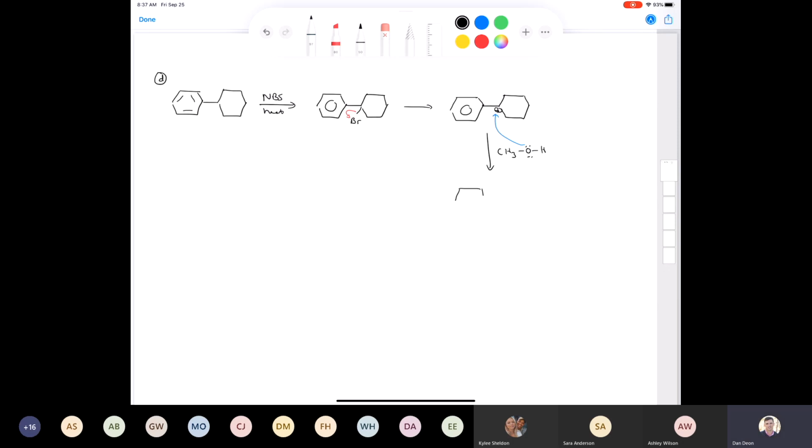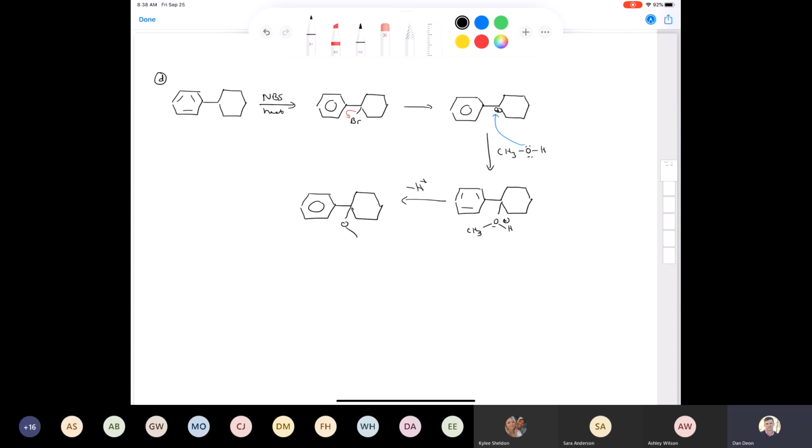You end up with this guy, like this, which looks like this, and then another molecule of methanol will be protonated, so you end up losing H+, and you end up with the final product, which is this. There you go, like that.